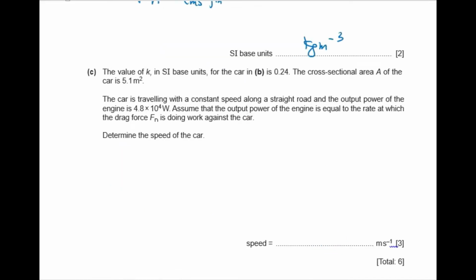C, the value of k in SI base unit of the car in B is 0.24. So this is the k value. The cross-sectional area of the car is 5.1 meter squared. This is the area. The car is travelling with a constant speed along a straight road, and the output power of the engine is 4.8 × 10^4 watt. This is power. Assuming that the output power of the engine is equal to the rate at which the drag force Fd is doing work against the car, determine the speed of the car. So determine speed.